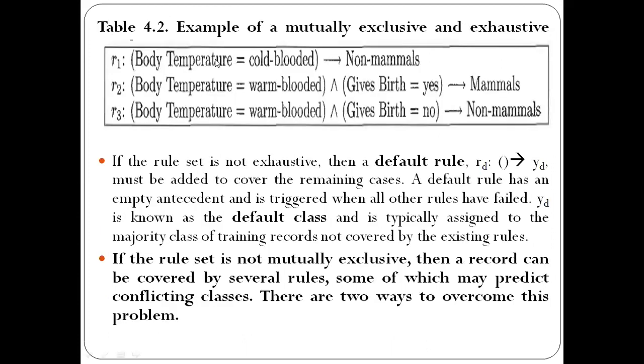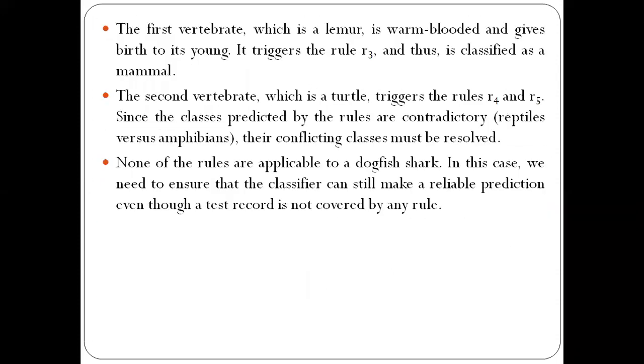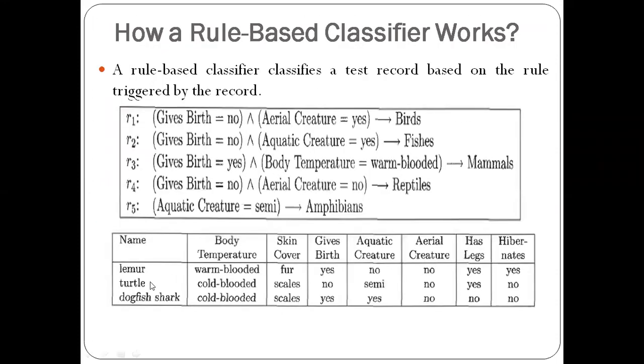So we have modified the previous rules and defined the rules R1, R2 and R3. R1: body temperature is equal to cold-blooded, then it is non-mammals. R2: body temperature is equal to warm-blooded and gives birth is equal to yes, then it is mammal. R3: body temperature is equal to warm-blooded and gives birth is equal to no, then it is assigned as non-mammals. See here, we have modified the rules such that two or more rules must not be triggered by the same record. Like that we have defined the mutually exclusive rules. Now if you look at the second record, that is turtle, body temperature is cold-blooded. Is it present here?